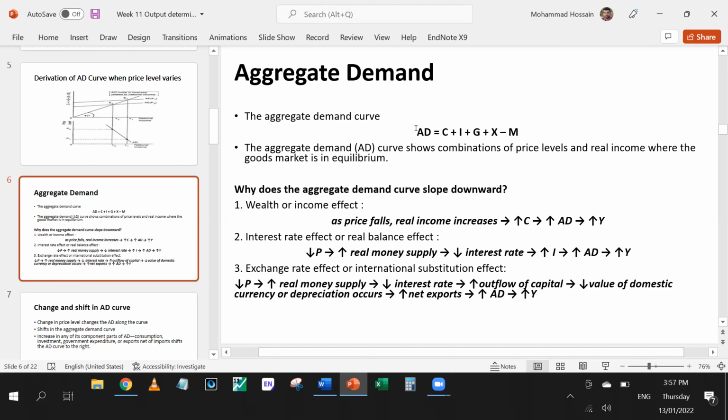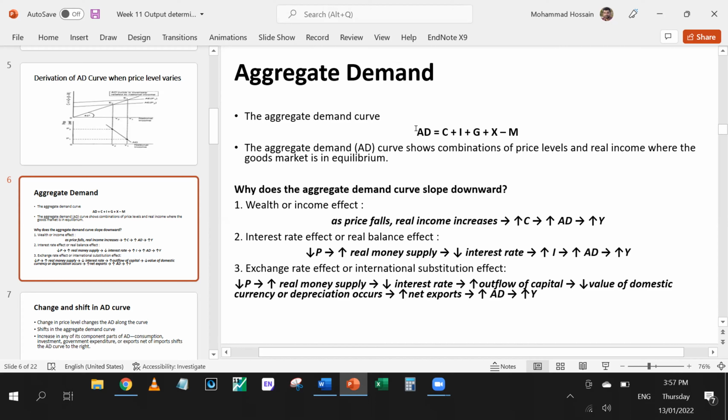And the next one is about the interest rate effect. The interest rate will drop and investment will increase. So when there is a lower interest rate, the business will be investing more. That's the whole point.